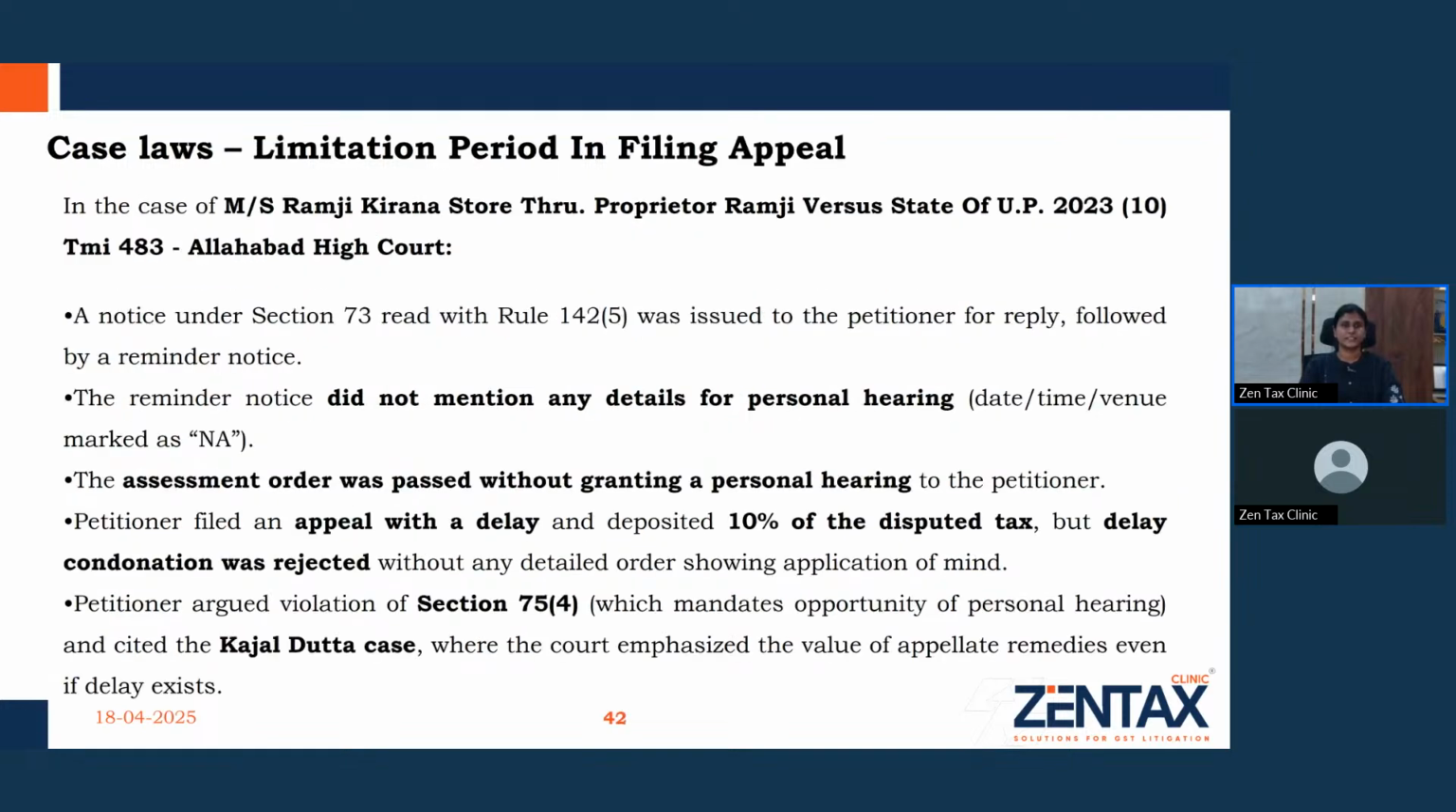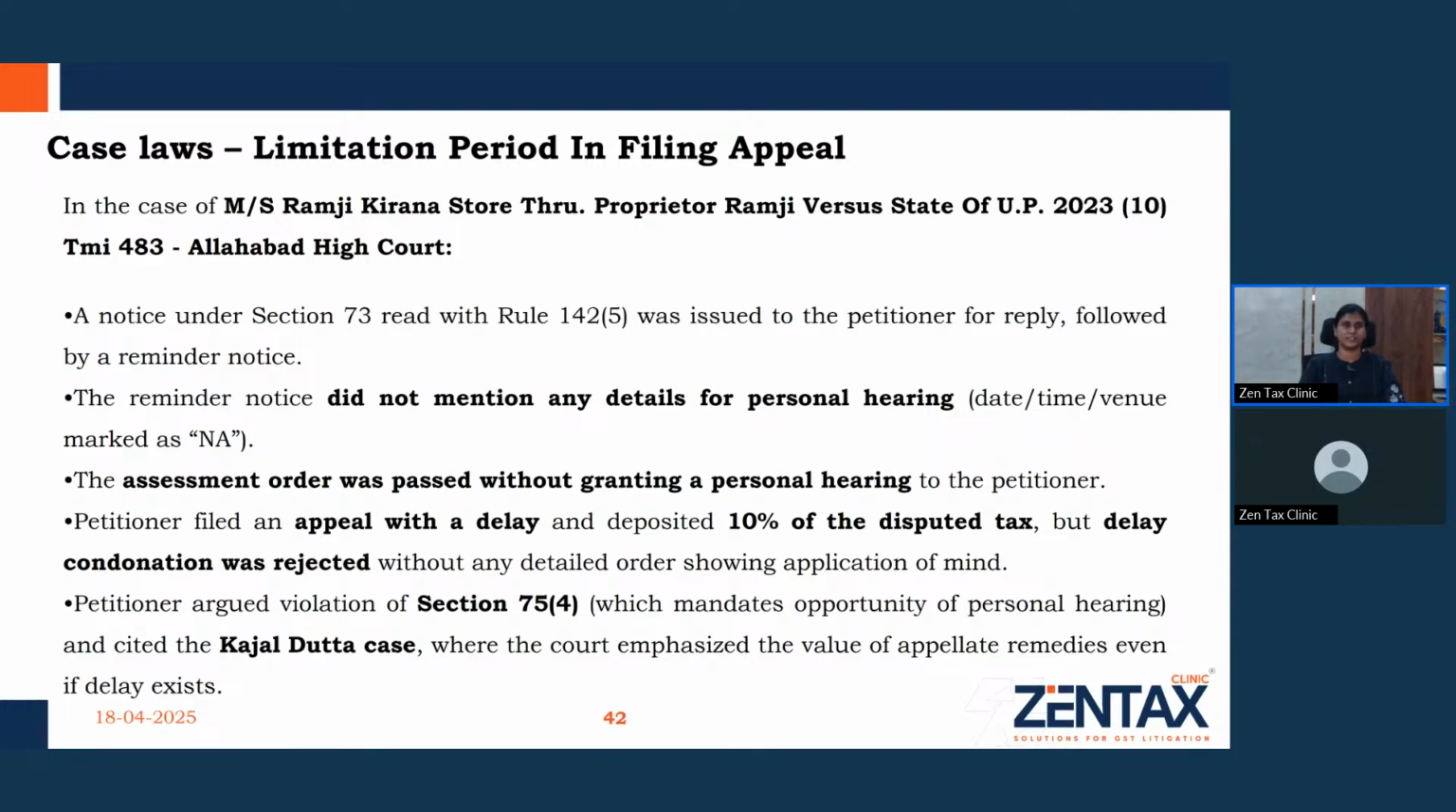Next case is regarding limitation period in filing appeal. In the case of Ramaji Kirana Store versus State of UP 2013, the Honorable Allahabad High Court. In this case, a notice was given to the person under Section 73, followed by a reminder notice. However, the reminder notice did not mention any details for personal hearing. That is, in the reminder notice, the date, time, or venue is given as not applicable. The details were not clearly provided in the reminder notice.